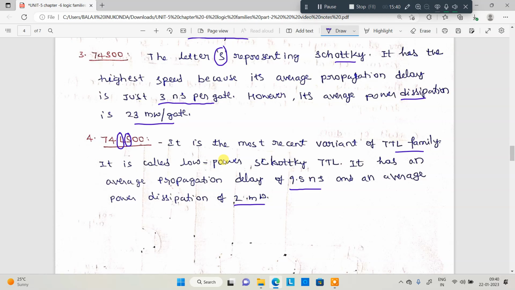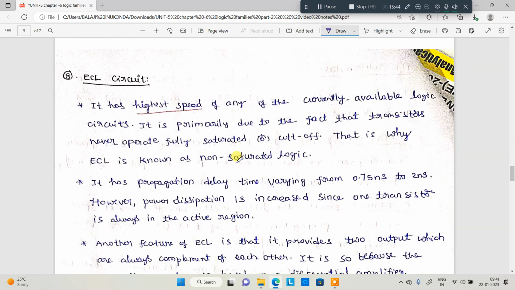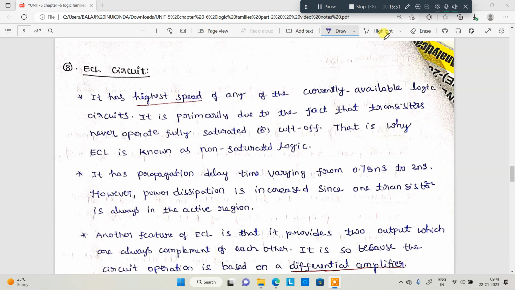Okay, this is about the TTL. Now we are moving to the next logic gate, that is the ECL. Next important is ECL, emitter coupled logic circuit. It is one of the highest speed families of IC devices. Very important. You may expect a question from this area.